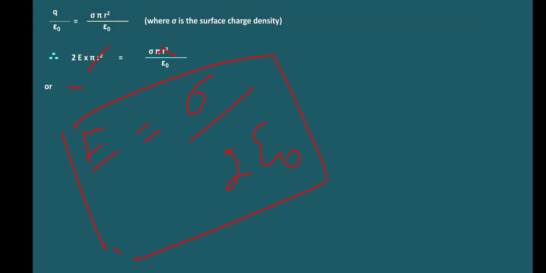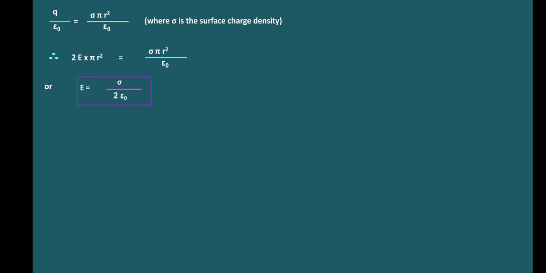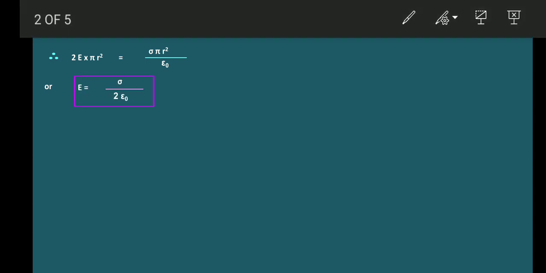Then I have to calculate the electric field, correct? That is E. Take the 2 to the other side. It is on multiplication, so when it comes to the other side, it becomes division. So sigma divided by 2 epsilon naught, correct? So this is the electric field intensity due to a plane sheet.